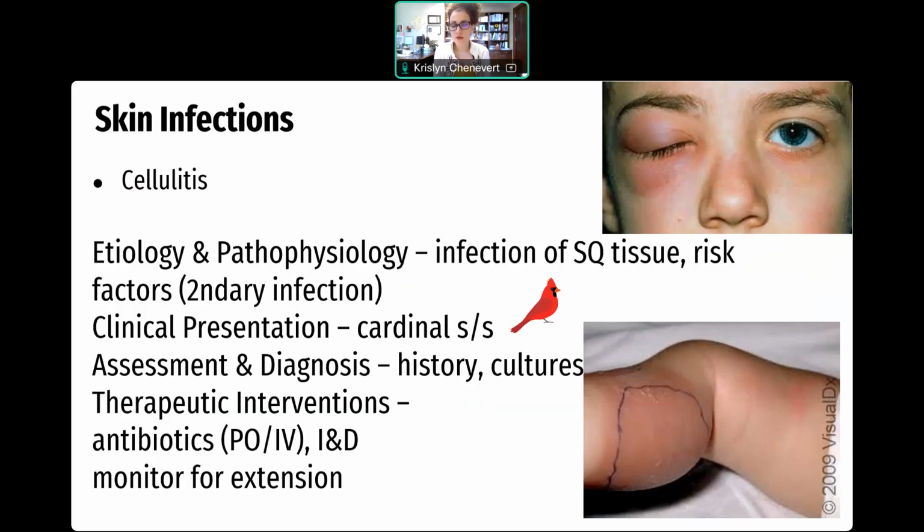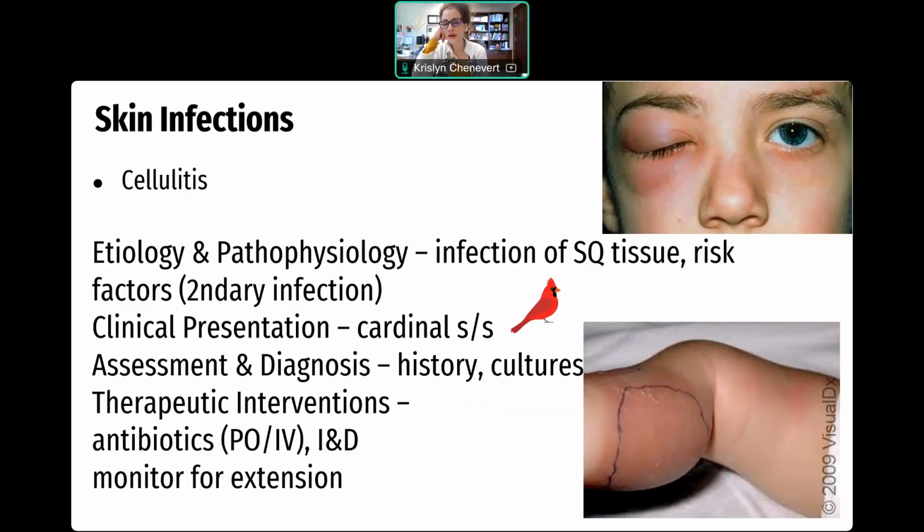We want to be sure, a very big intervention on our part is going to be marking the site. So you can see in that bottom picture, when the child presented, they marked the outer area of the erythema and the inflammation. And a lot of the times it's very important to put the date and the time as well. And then as time progresses, they will continue to mark as the redness and the inflammation spreads. And that gives us a lot of good data about how quickly the infection is spreading, how aggressive it is, and also if the interventions that we're implementing are helping, right? So that's very important.